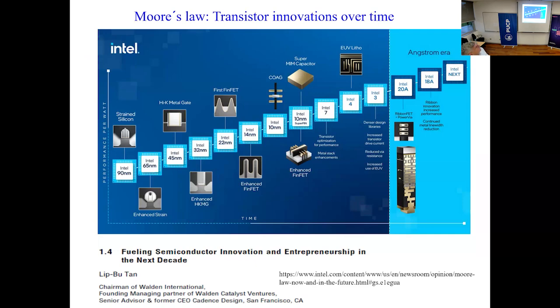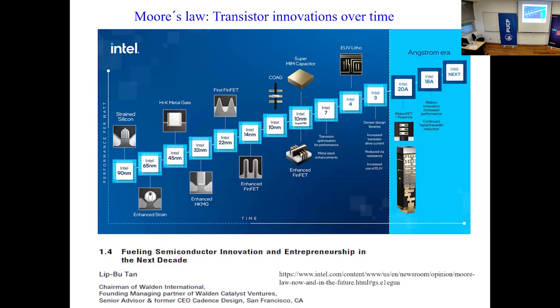This is a picture taken at the Intel site, showing the evolution of the technology. They are not talking about 3 nanometers, but 20 angstroms. Well, you know, an angstrom is 1/10 of a nanometer. What's the meaning of it? I can't find the meaning of 2 nanometers or 3 nanometers today. In the old times, 90 nanometers was the channel length. Today, it doesn't have a clear meaning.